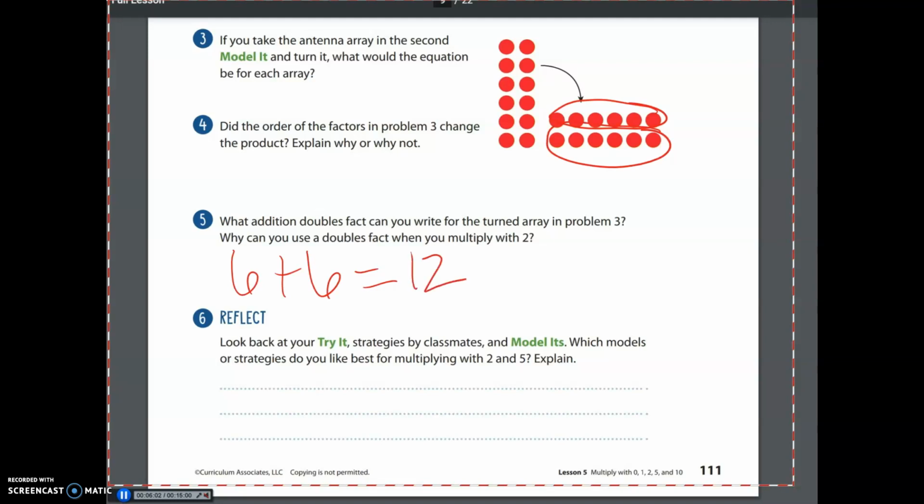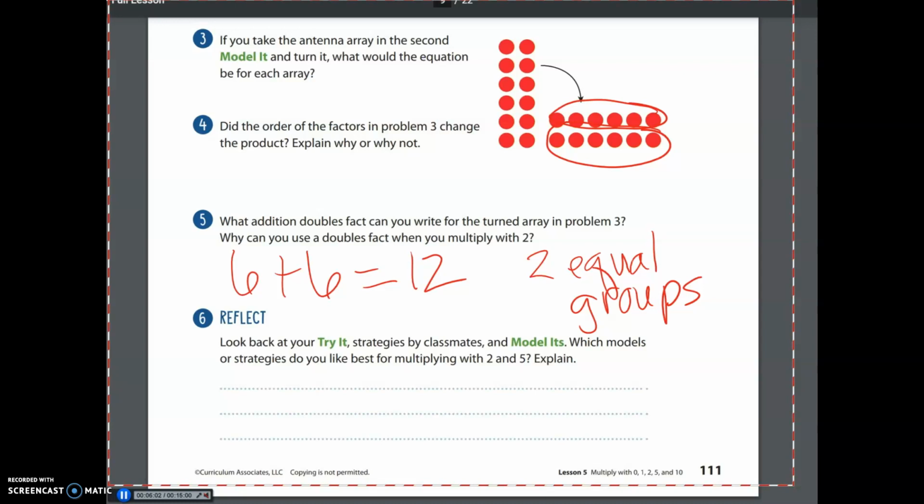And you're always going to have a double when you have 2 because you're going to have 2 equal groups. So you can always use one of your double addition facts because you know you'll always have 2 equal groups. So if you're multiplying by 2, you'll have 2 equal groups, so you can use a doubles fact. Number 6 says, look back at the strategies by your classmates and your models. Which models or strategies do you like best for multiplying 2 and 5?